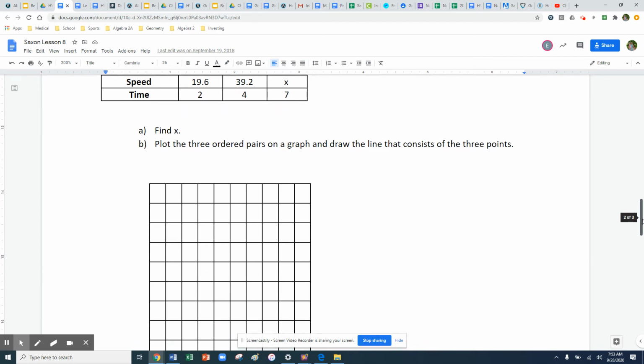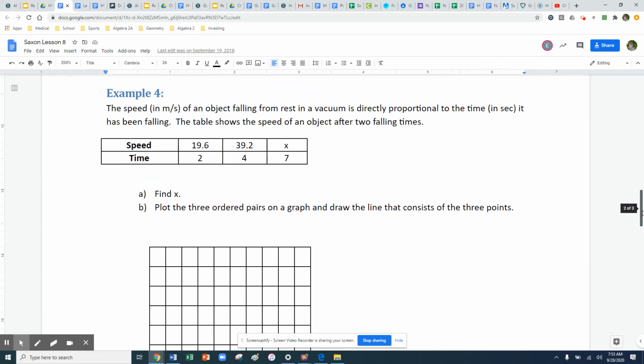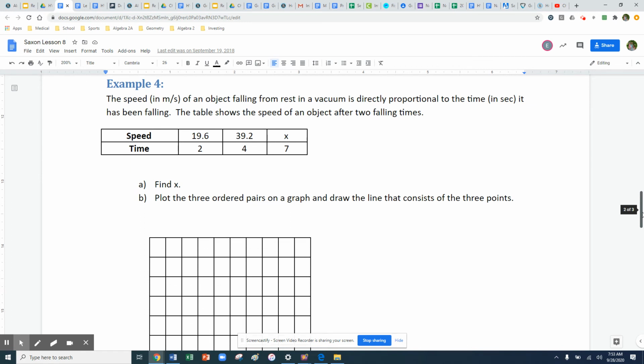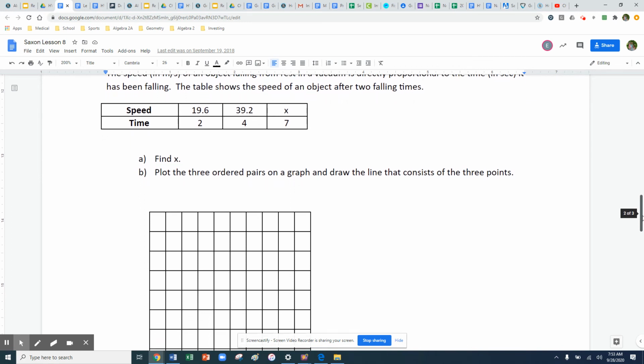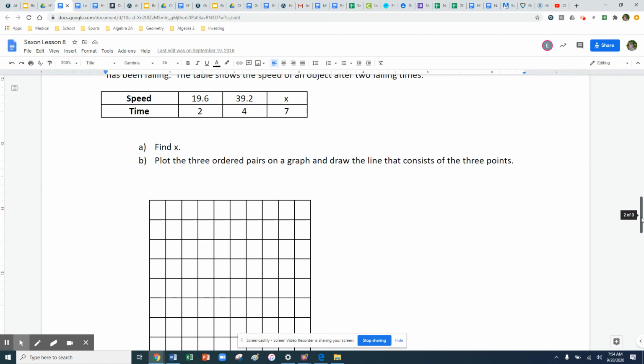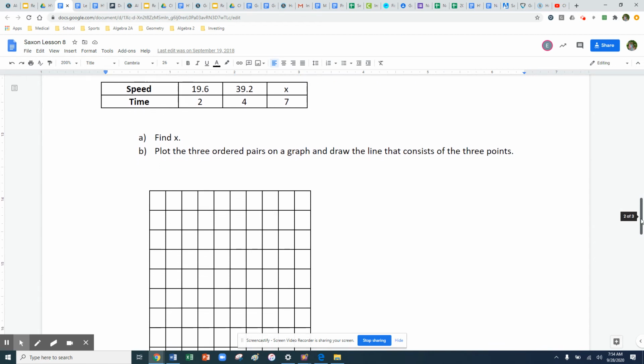So we've got speed compared to time. An object falling in a vacuum is directly proportional to the time it has been falling. That just means that if you drop an object, gravity starts to affect it, obviously, and it's going to start to increase speed according to gravity. Gravity falls at 9.8 meters per second.